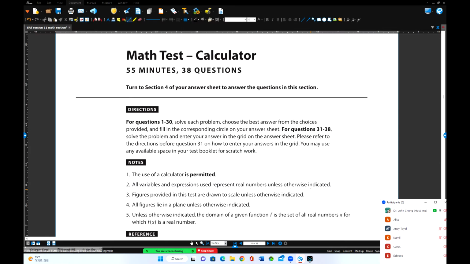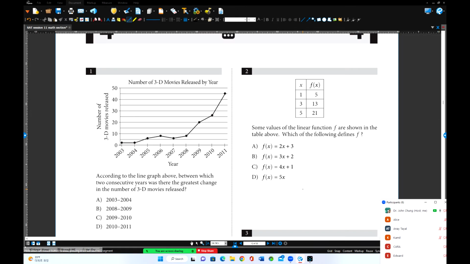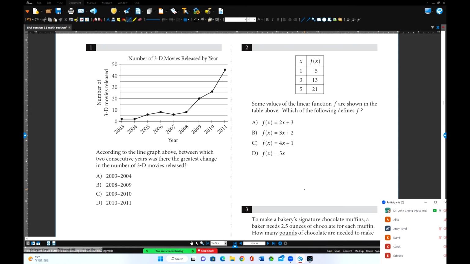Section 4 here. Alright, now we have the line graph, okay? This is called the line graph. Continuous. Between these two consecutive years was their greatest change of rate. Greatest change.